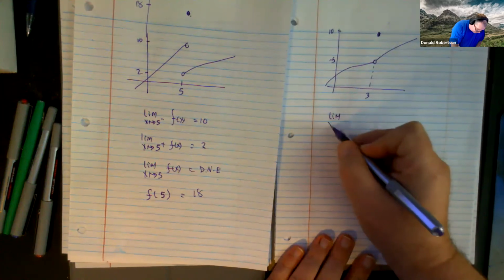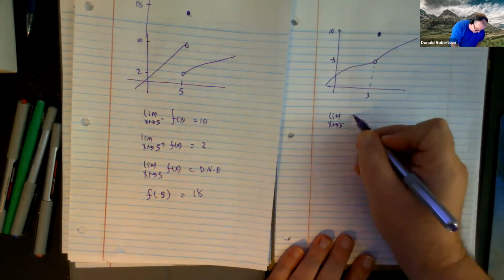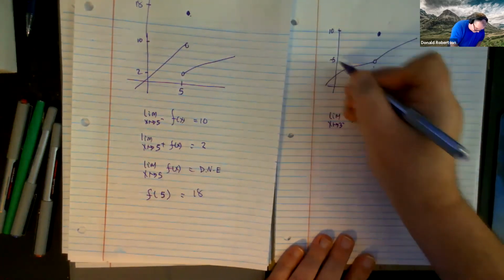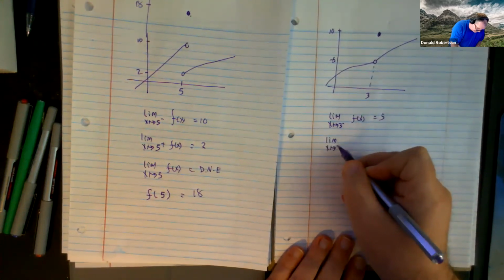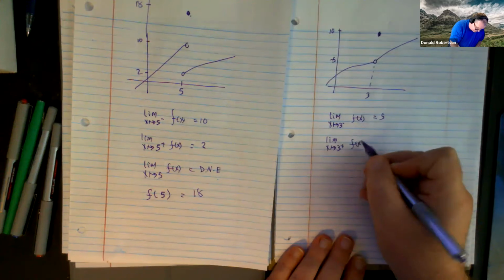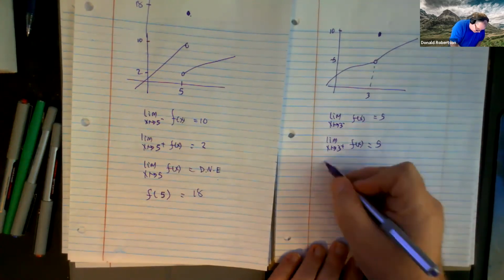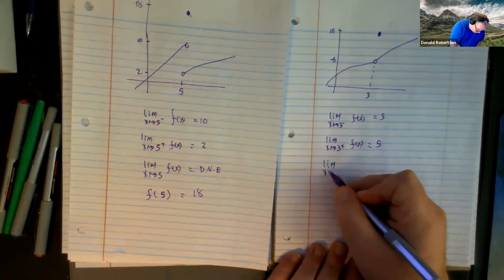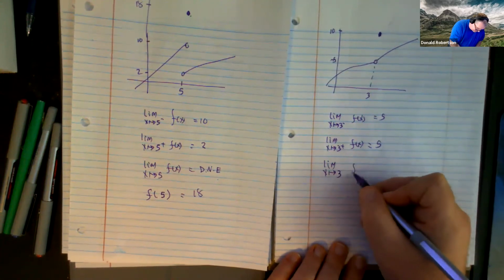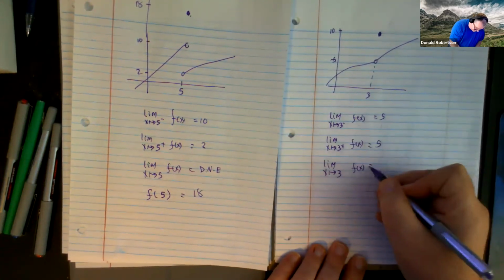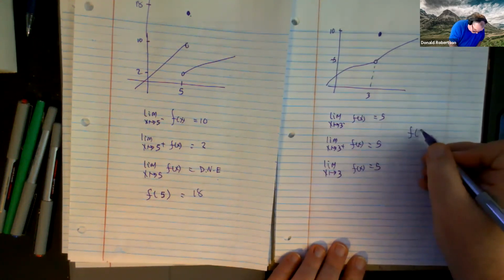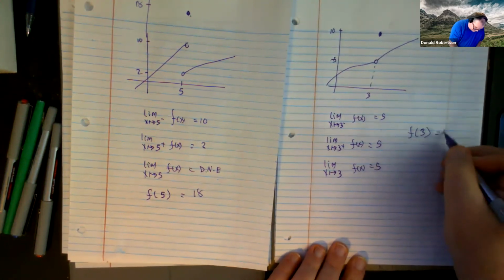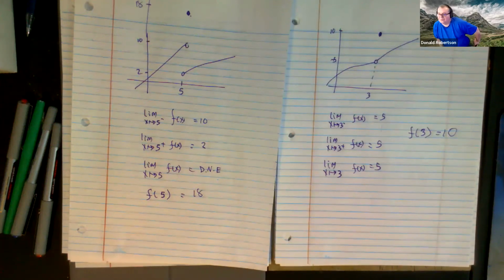The left limit is 5. The right limit of this function is also 5. The overall limit, since these are both the same, exists and is 5. But isn't the value of the function at 3 not 5?